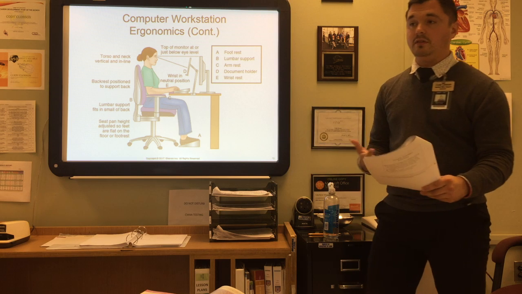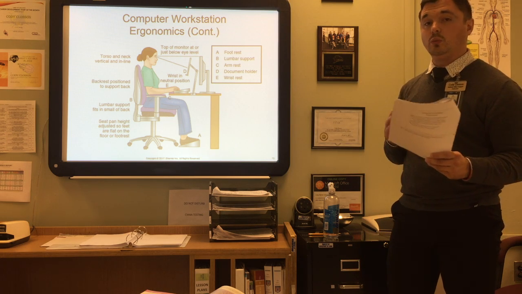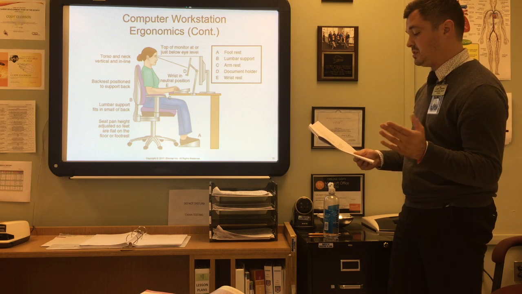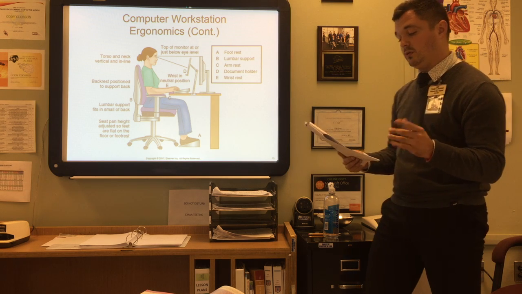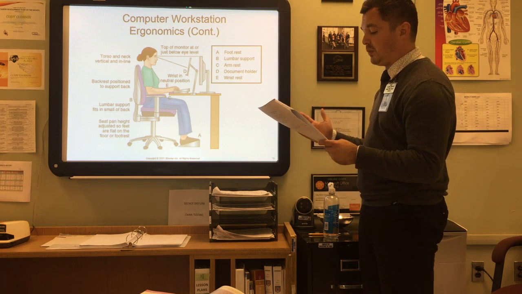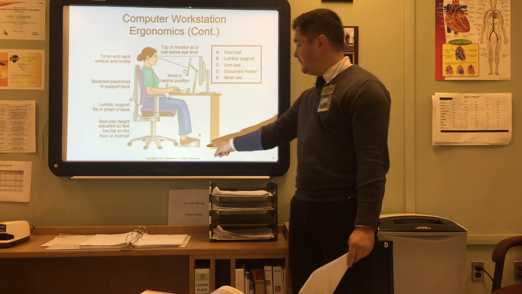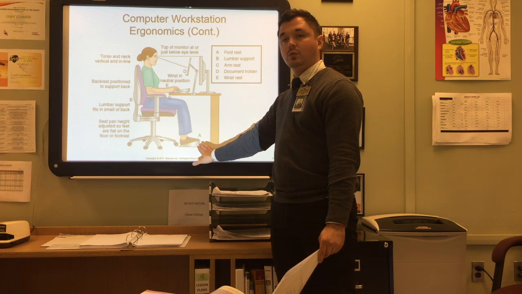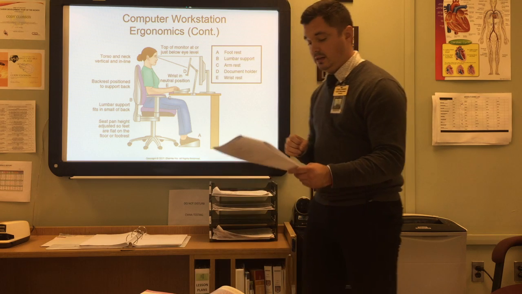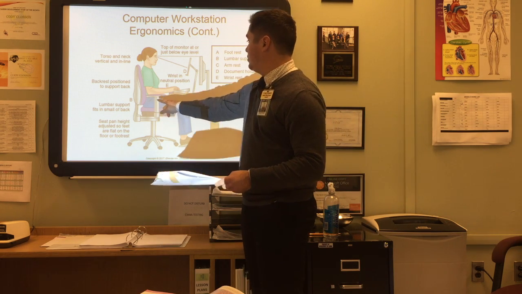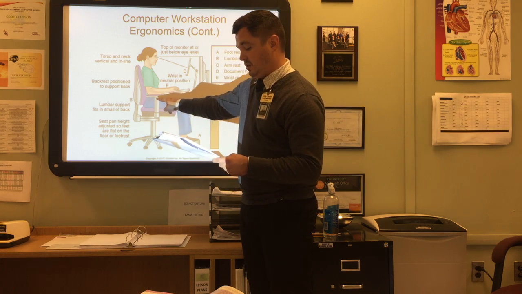Here's an example of a good computer workstation ergonomic. You have many different things. Medical assistants should use an ergonomically correct workstation to prevent repetitive stress injuries, as we've talked about. Some equipment helps create this type of workstation, and that includes a footrest. As you can see here, it helps with the angle of her feet. Then an armrest on her chair, which is C here.